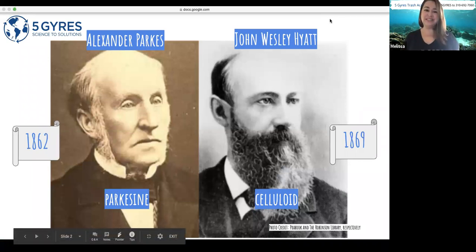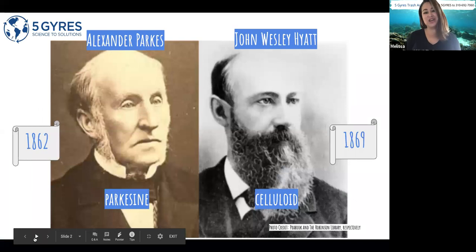It all started with these two inventors, Alexander Parkes and John Wesley Hyatt. In 1862, Alexander Parkes unveiled his amazing invention at the Great International Exhibition in London, England. The material, called Parkesine, was an organic material derived from cellulose that, once heated, could be molded and retain its shape when cooled. Fast forward 7 years later to 1869, when John Wesley Hyatt began experimenting with Parkesine.